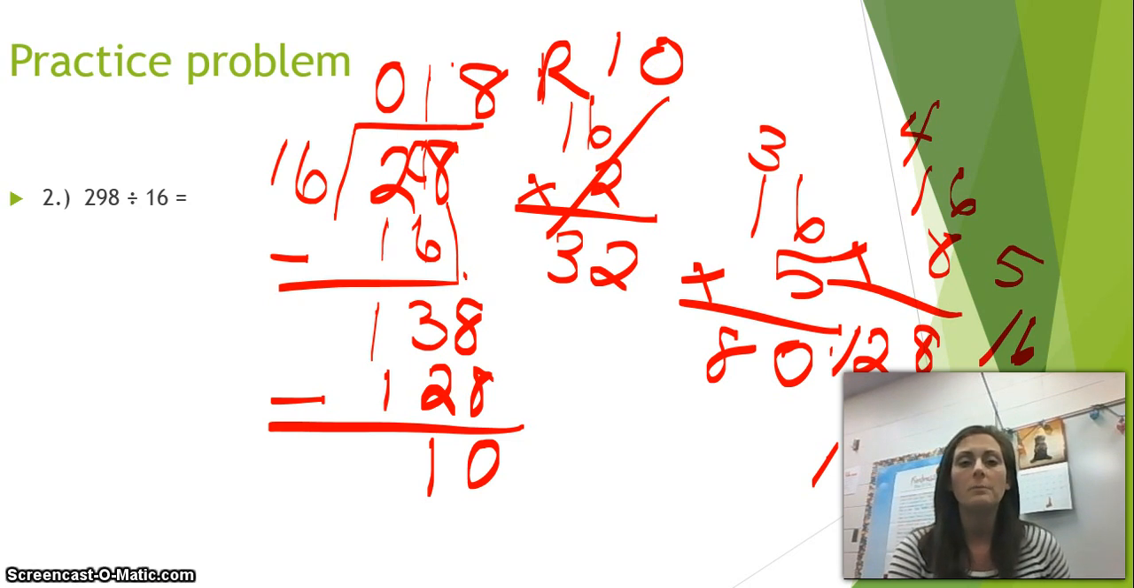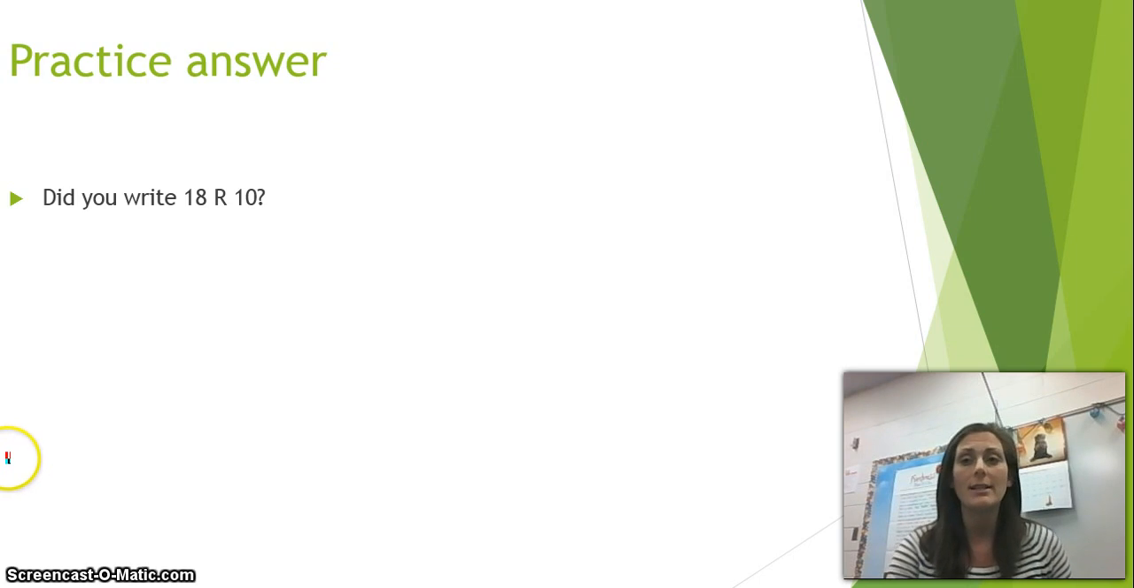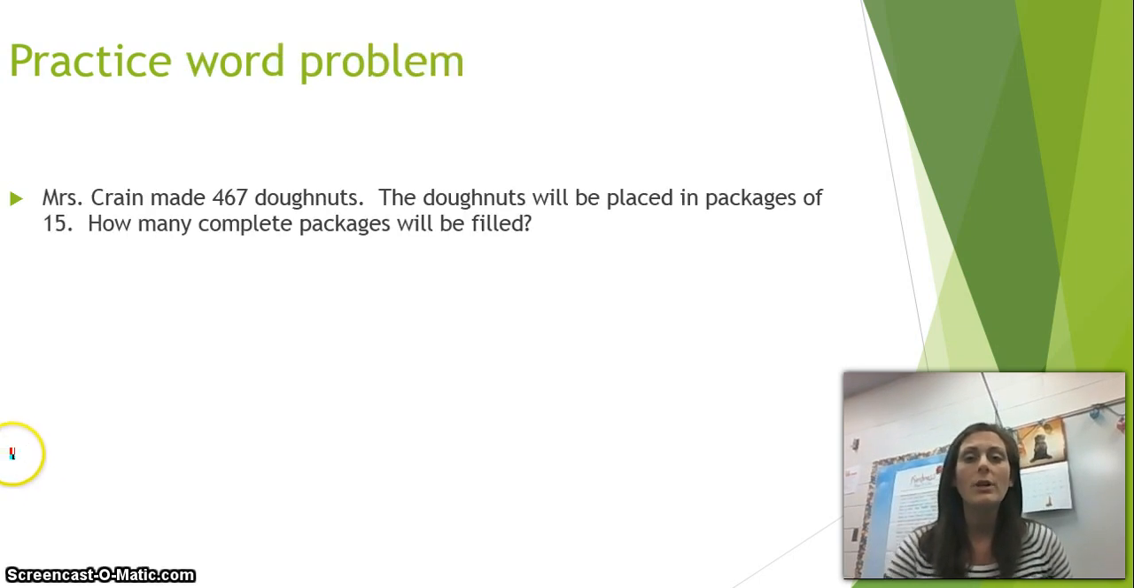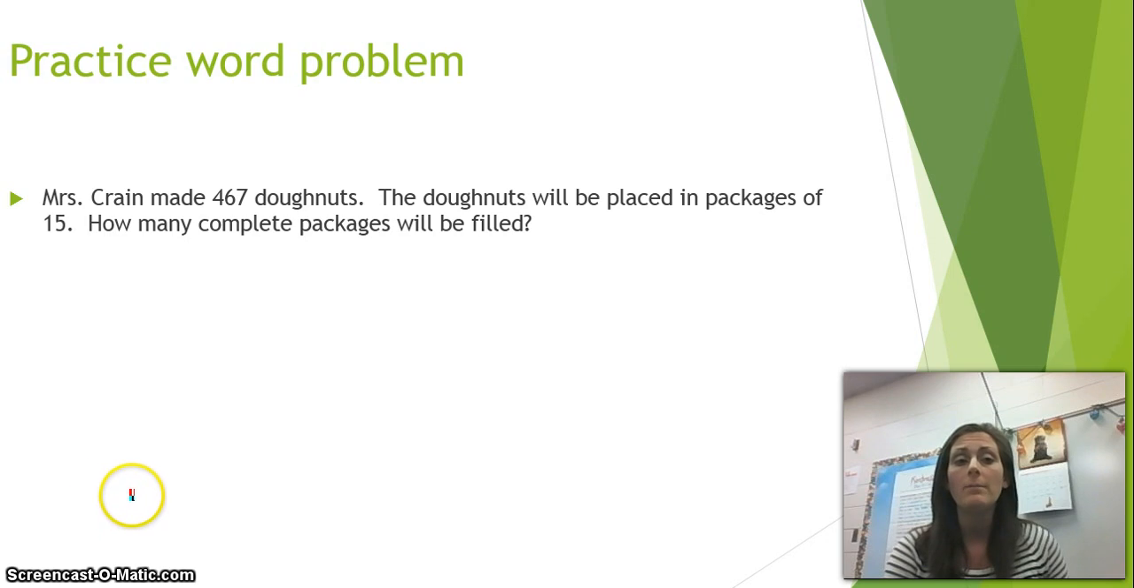Now if you check, you remember you have to multiply 18 times 16 and then add the 10. But 18, remainder of 10 is the correct answer. Then we're going to do a practice word problem. So practice number 3. I'm going to read it and you solve the problem and push play when you're ready. It says Mrs. Crane made 467 donuts. The donuts will be placed in packages of 15. How many complete packages will be filled? So push pause and work the problem out.